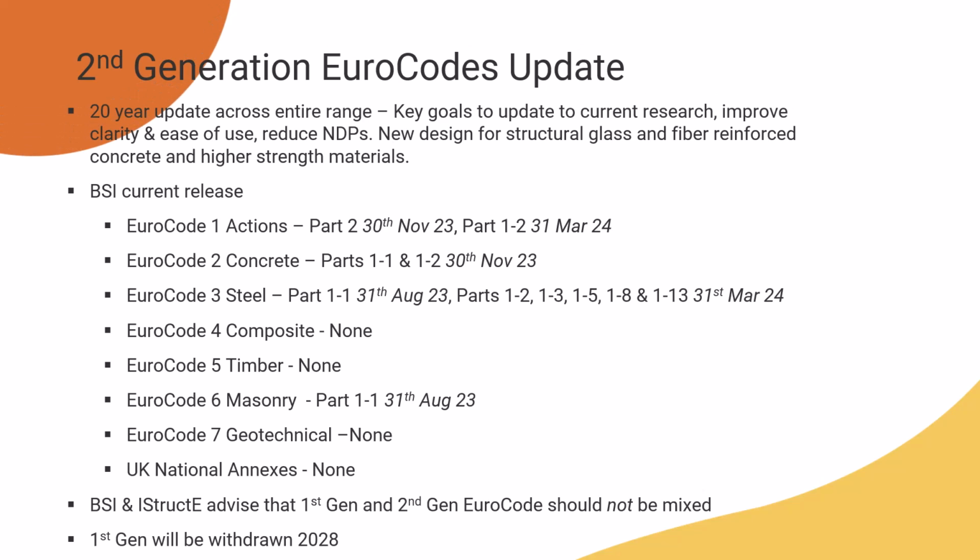Just a note then on second generation Eurocodes and where we are with all of that. Obviously, the second generation Eurocodes are one of the largest changes that we have seen coming down the line in our industry, well over a decade since the last issue of the first generation Eurocode. So this represents a 20-year update across the entire range of Eurocodes, with key goals being to update the full range of codes to the latest design research, to improve them for clarity and ease of use, and also to reduce the number of nationally determined parameters, which is obviously a huge task.